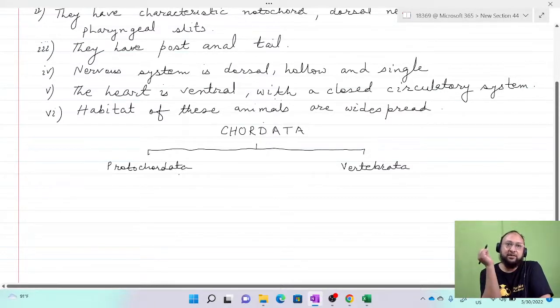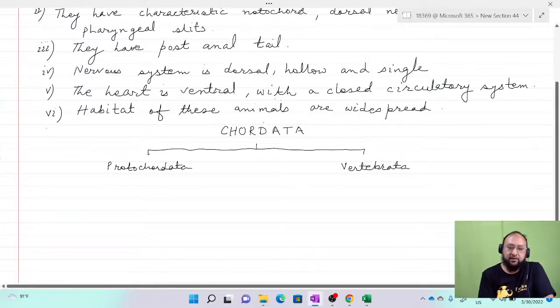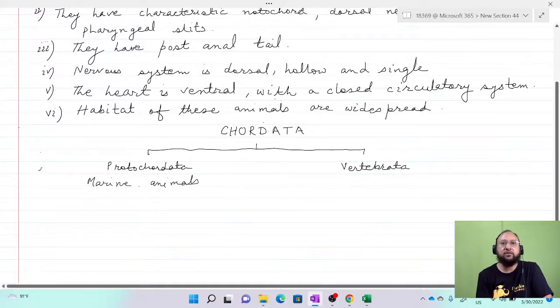Now in case of Protochordata, which are marine animals, these animals are bilaterally symmetrical. So these are the marine animals. And this has not many divisions, but in Vertebrata there are so many different classes, so we will study about that. This is actually the subphylum, so this is talking about the subphyla Protochordata and Vertebrata.